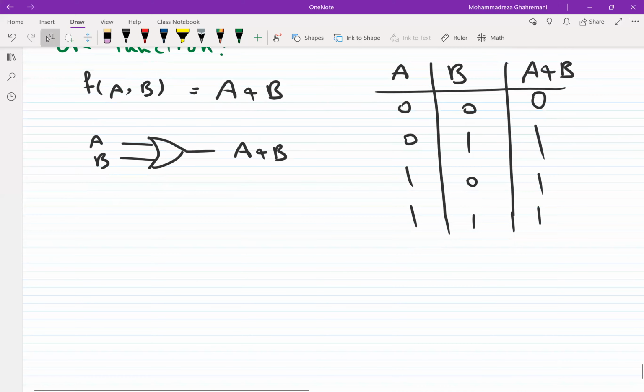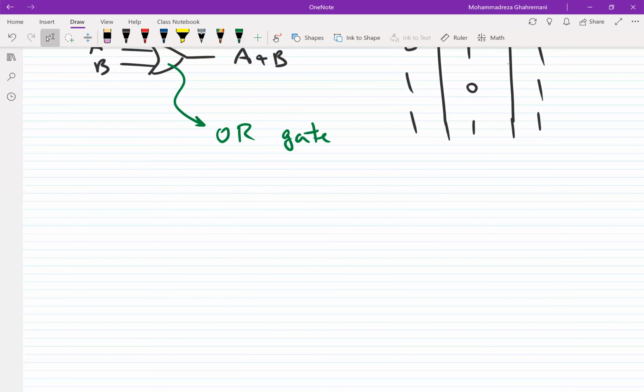So this one is for the OR gate. In OR gate or OR function, the output is 0 only if all the inputs are equal to 0. So this one is an OR gate. The next gate I will talk about is the NOT gate or NOT function.